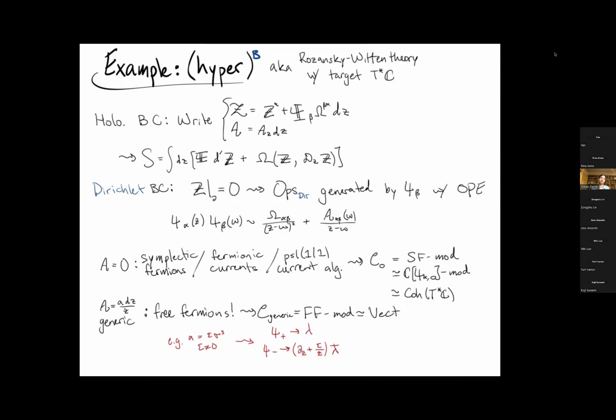There's an equivalence between the symplectic fermions with this generic background and a collection of free fermions, which has a trivial category of modules. Namely, it's equivalent to vector spaces. And I've sketched down below how this equivalence works out in this example. If epsilon is non-zero, so A is non-generic, then this is not going to be an equivalence. But when epsilon is zero, then this thing is actually invertible, and you can go back and forth between the free fermion VOA and the symplectic fermion VOA.